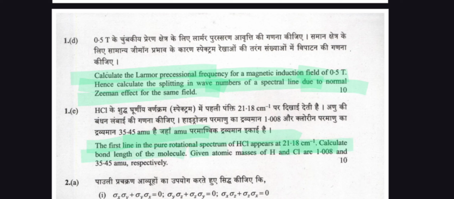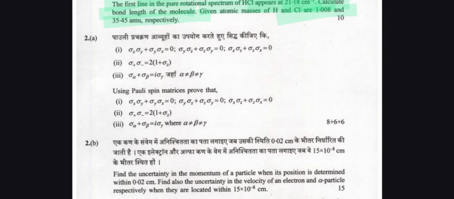Given the atomic masses of H and Cl are 1.008 and 35.45 AMU, atomic mass unit, respectively. And question number 2a.